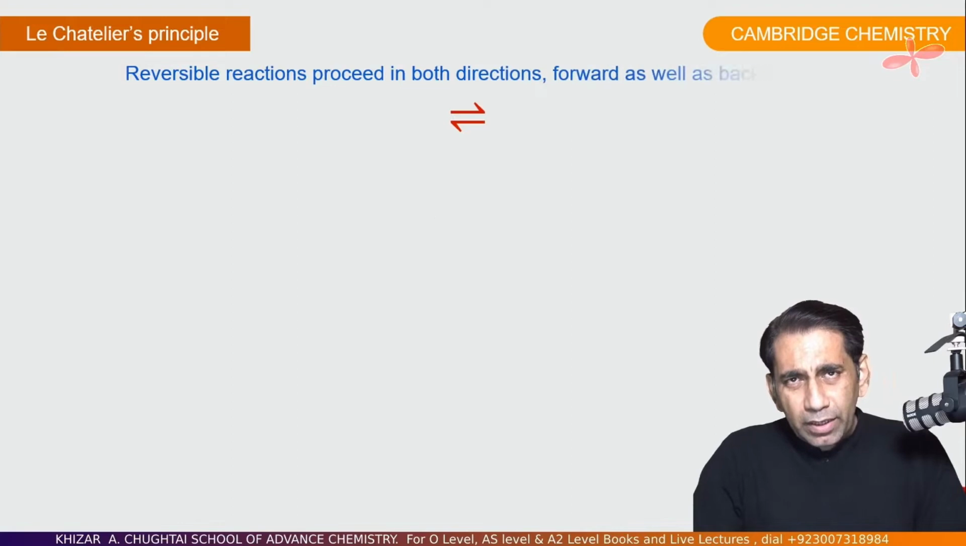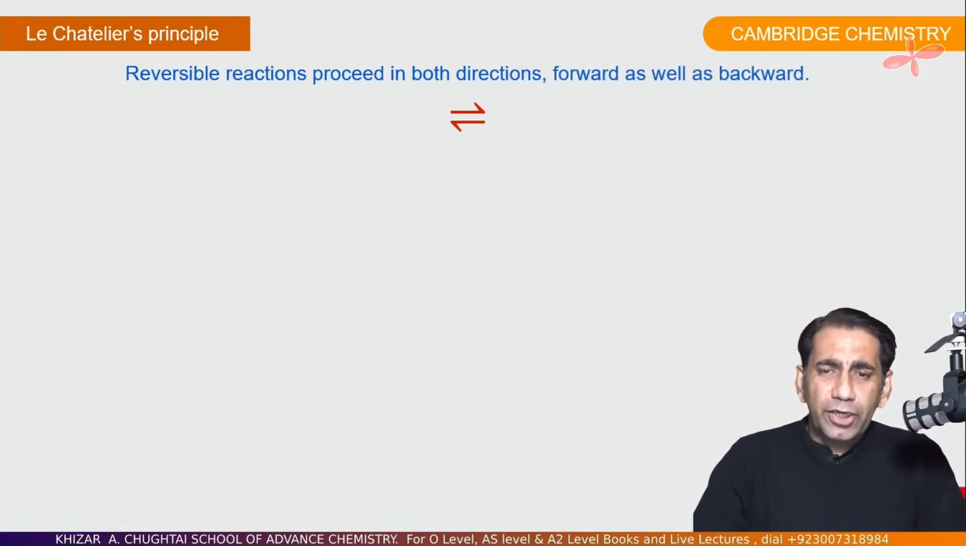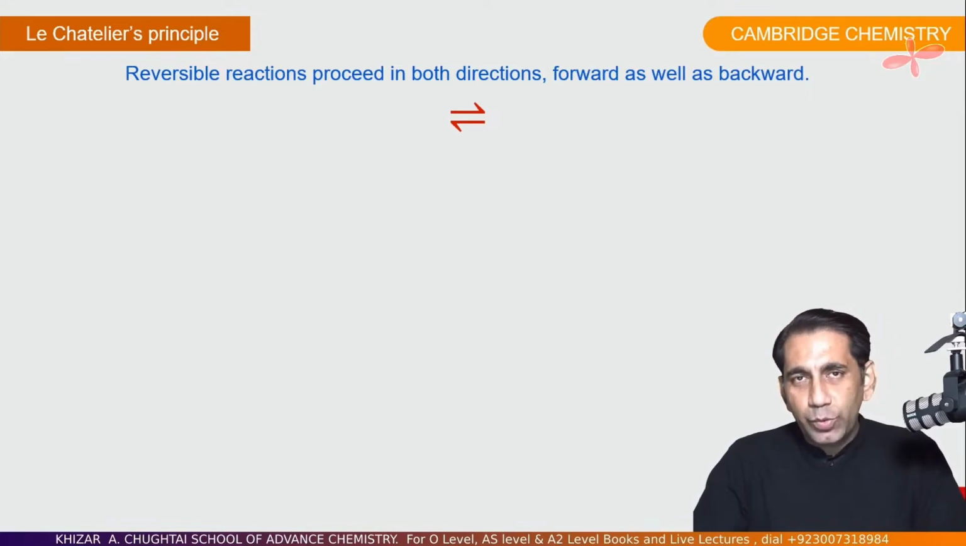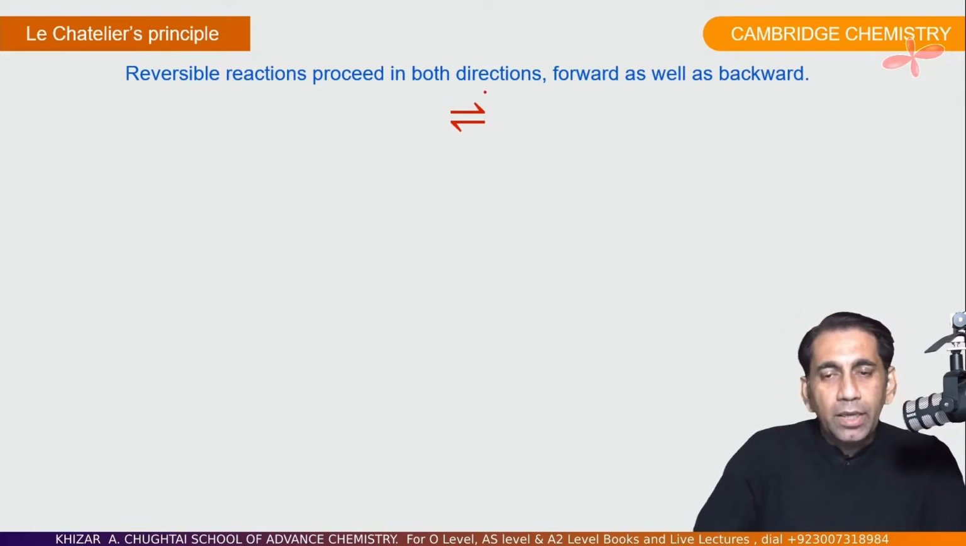Reversible reactions, what are they? Reversible reactions are reactions that proceed in both directions, in the forward direction as well as in the backward direction. These reactions are expressed by two half arrows. One half arrow represents the forward reaction, and the other represents the reverse or backward reaction. So this is the symbolic representation of a reversible reaction, and the next phenomenon is dynamic equilibrium.